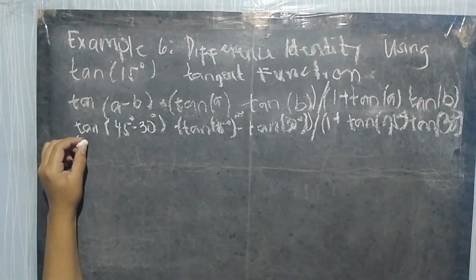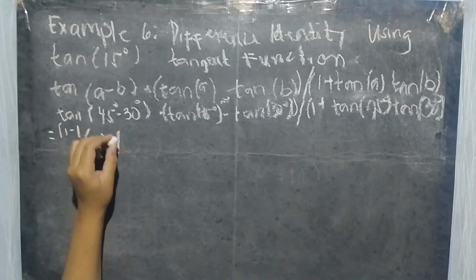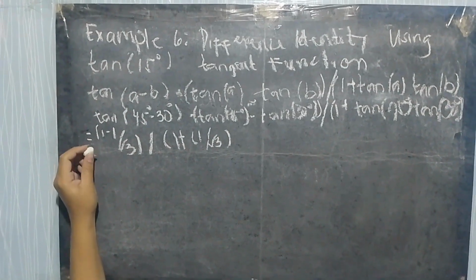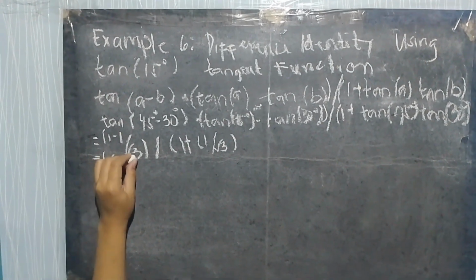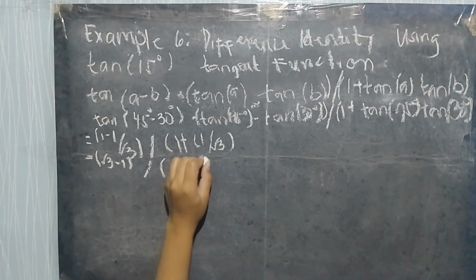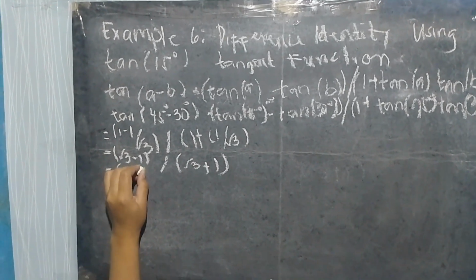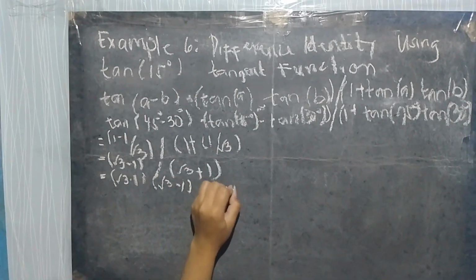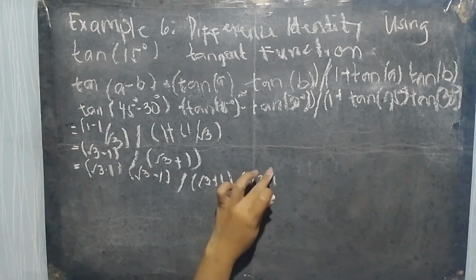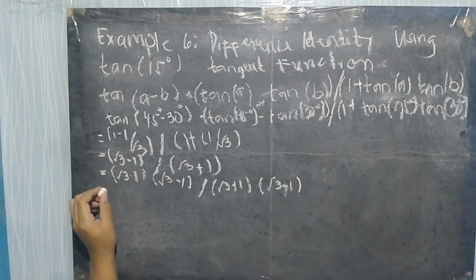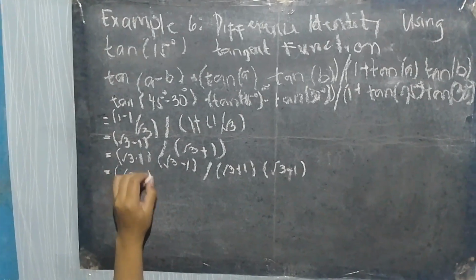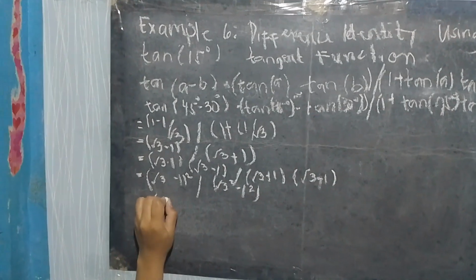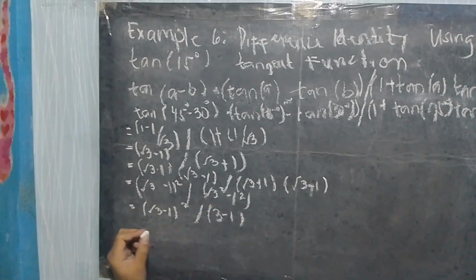Divided by 1 plus tangent 45, which is equal to 1, times tangent 30, which is equal to 1 over square root of 3. Multiplying through by square root of 3, the numerator is square root of 3 minus 1 and the denominator is square root of 3 plus 1. Multiply by the conjugate of the denominator. So this is going to be square root of 3 minus 1 squared divided by square root of 3 squared minus 1 squared, which is equal to square root of 3 minus 1 squared all divided by 2.